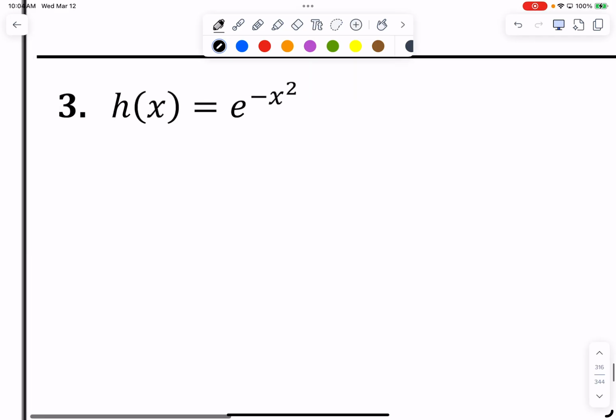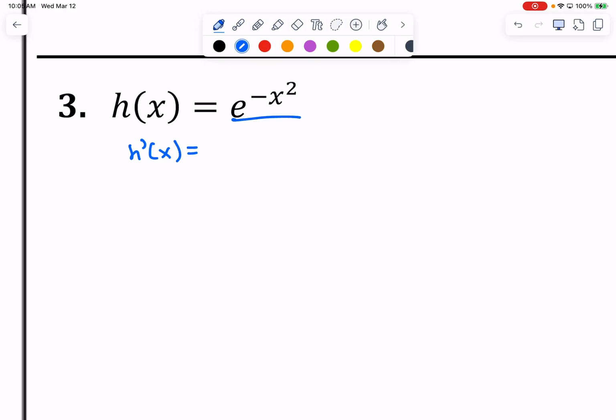We feeling good? Here we go. H prime of x. Tell me what the derivative is. I'm calling on people now. Blake, you go first. How do you take the derivative of that? Okay, so the derivative of e to the negative x squared. What is the derivative of e to the negative x squared? e to the negative x squared times negative 2x. There you go. There's my first derivative. So h prime of x, I'm going to clean it up a little bit. Good job. So negative 2x times e to the negative x squared.